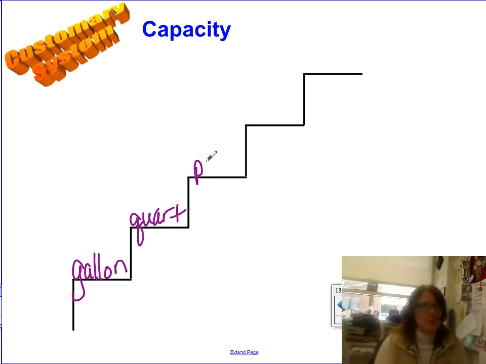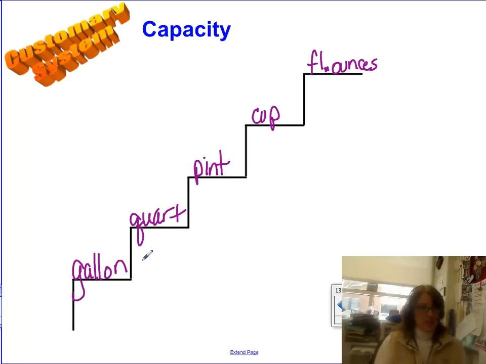Then comes the pint. Then comes the cup. And then up here, I put FL because it's fluid ounces. Fluid ounces are different than weight ounces. So I sometimes call that flounces just to be funny or to distinguish between the two. All right. Okay, you ready to build this one?